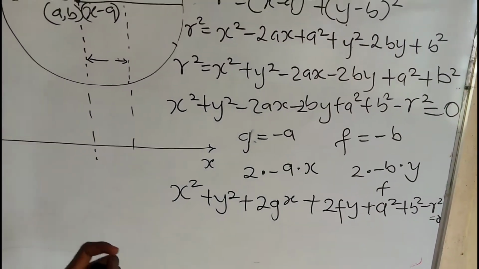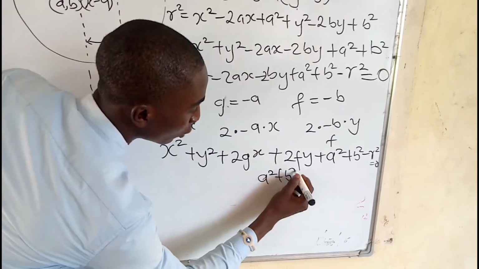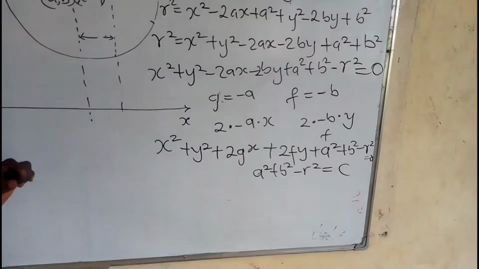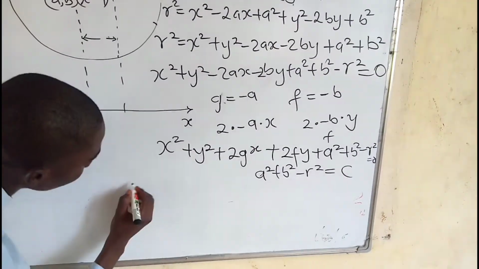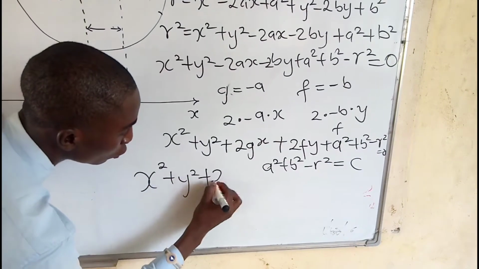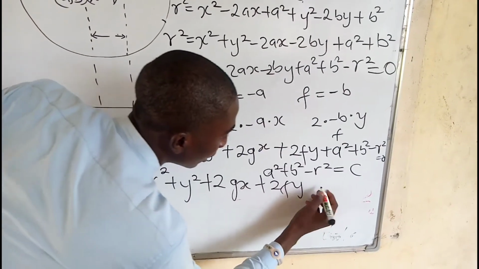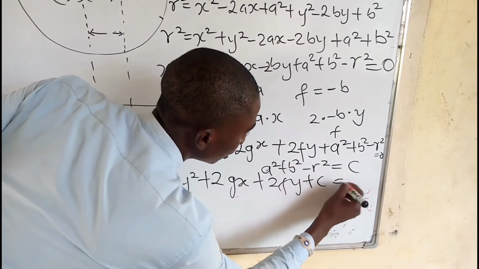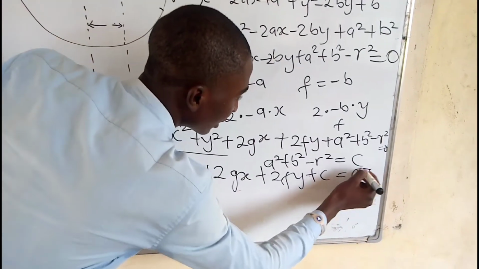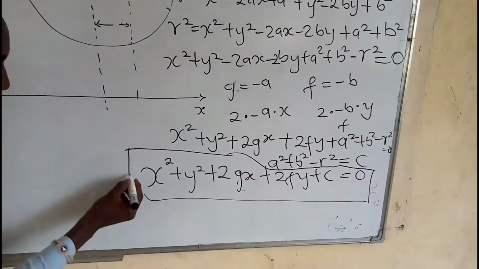The final step we need to do is that we make a squared plus b squared minus r squared equal to c. So we are having x squared plus y squared plus 2gx plus 2fy plus c is equal to 0. Now this is a standard equation of the circle.